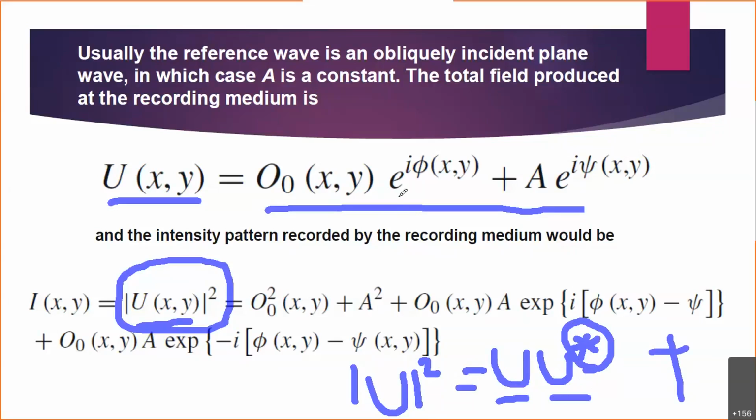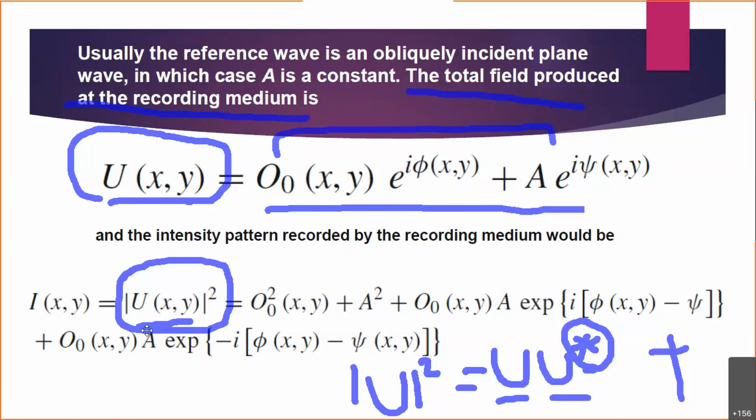Complex in the sense, suppose you have e to the power i phi, and you take the complex part, then it will come out as e to the power minus i phi. So it changes the sign. If it is plus, it will make it minus, and if it is minus, it will make it plus. And this is the total field we are getting at the recording medium. The total field at the recording medium is capital U. Total in the sense that at the recording medium, both waves are there, the object wave as well as the reference wave. So you need to take the sum of these two.